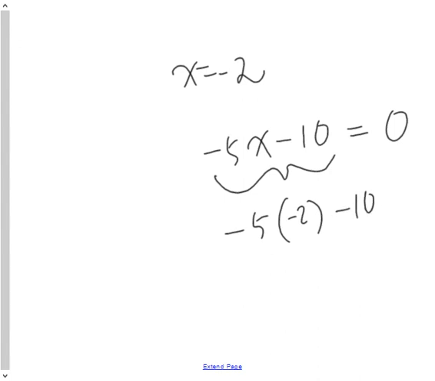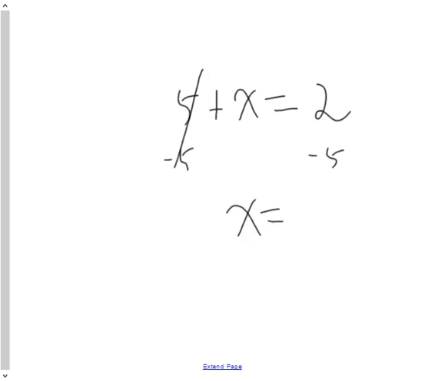And if I simplify this using BEDMAS, I should get 0. Negative 5 times negative 2 is a positive 10, and a positive 10 take away 10 is 0. So therefore, is it true? Yes, it is. It is a true statement. When x equals negative 2, that expression will equal 0.